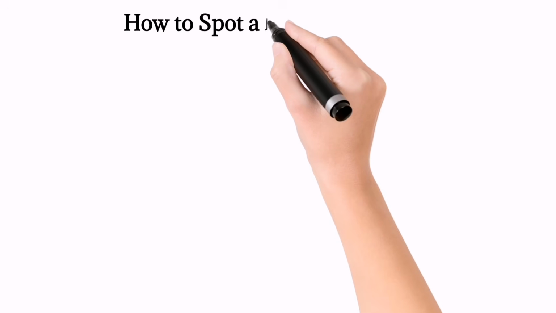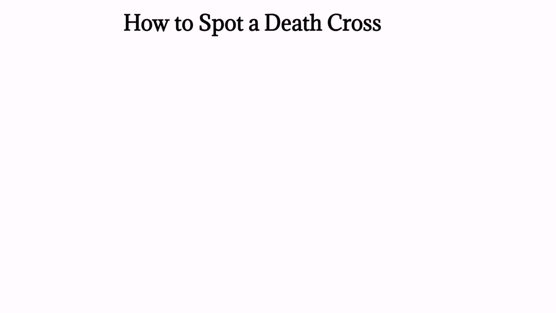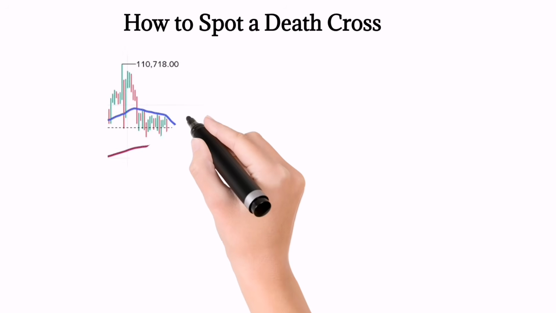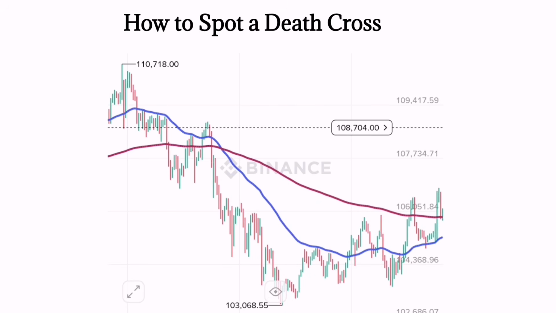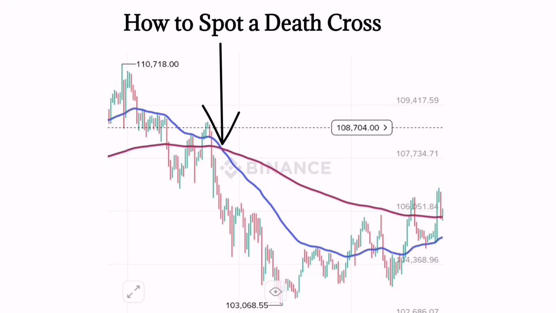How to spot a death cross. Visual setup. Same chart, same colors. Blue 50 EMA and red 200 EMA. Confirm the cross. Wait for a full candle close where the blue 50 EMA line is now clearly below the red 200 EMA.